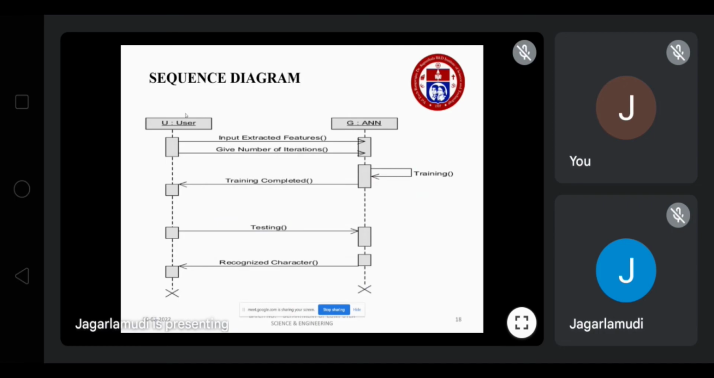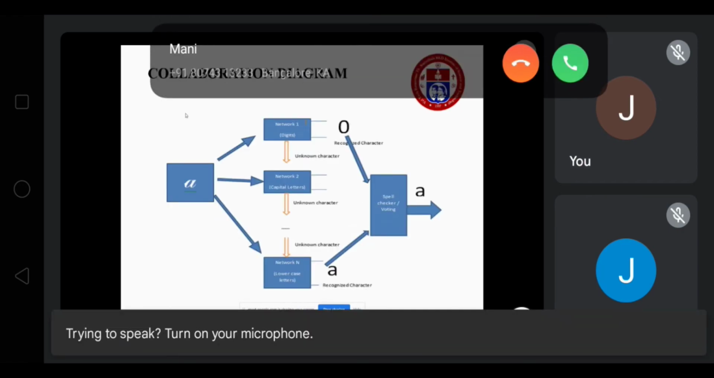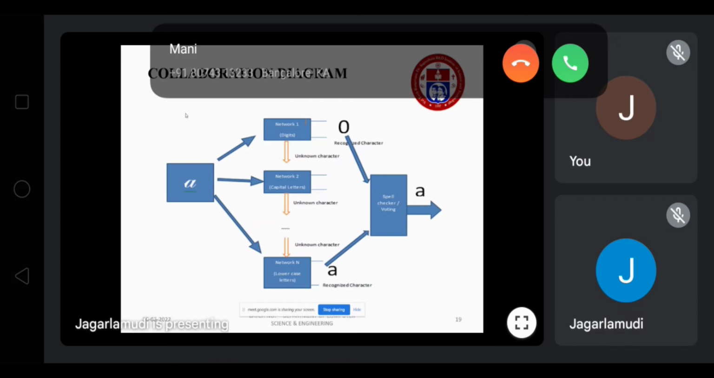The sequence diagram shows the user to normal output, from the recognition part, and it depends upon testing of the train data and recognition of the character. We also have the collaboration diagram with three network layers: network 1, network 2, and network 3. These are functionalities for lowercase and uppercase, and for getting recognition and prediction of the letters from a set of characters, with clarity and confirmation.